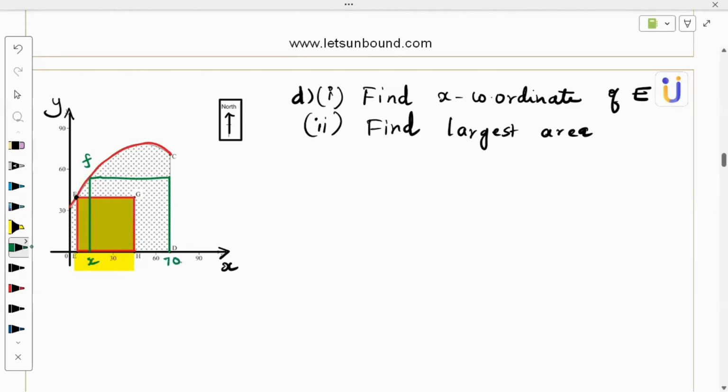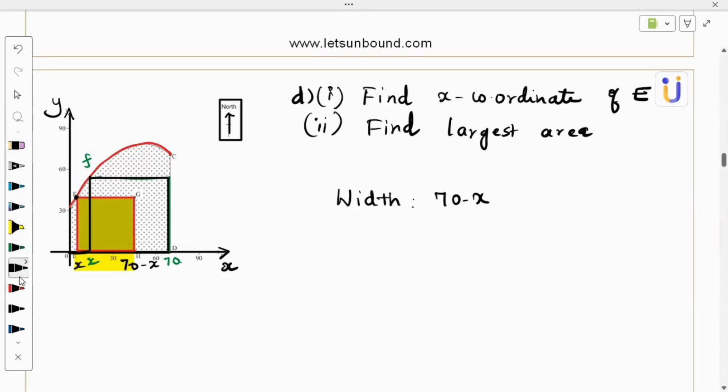And I know this is 70, right? Find the x coordinate of E. So this X means from 0 to this point, it's X. What is this value? The biggest square. Actually, we are solving on this square only. So the square's side length can be calculated as 70 minus X. So the width, or the length, you can mark as 70 minus X as of now.